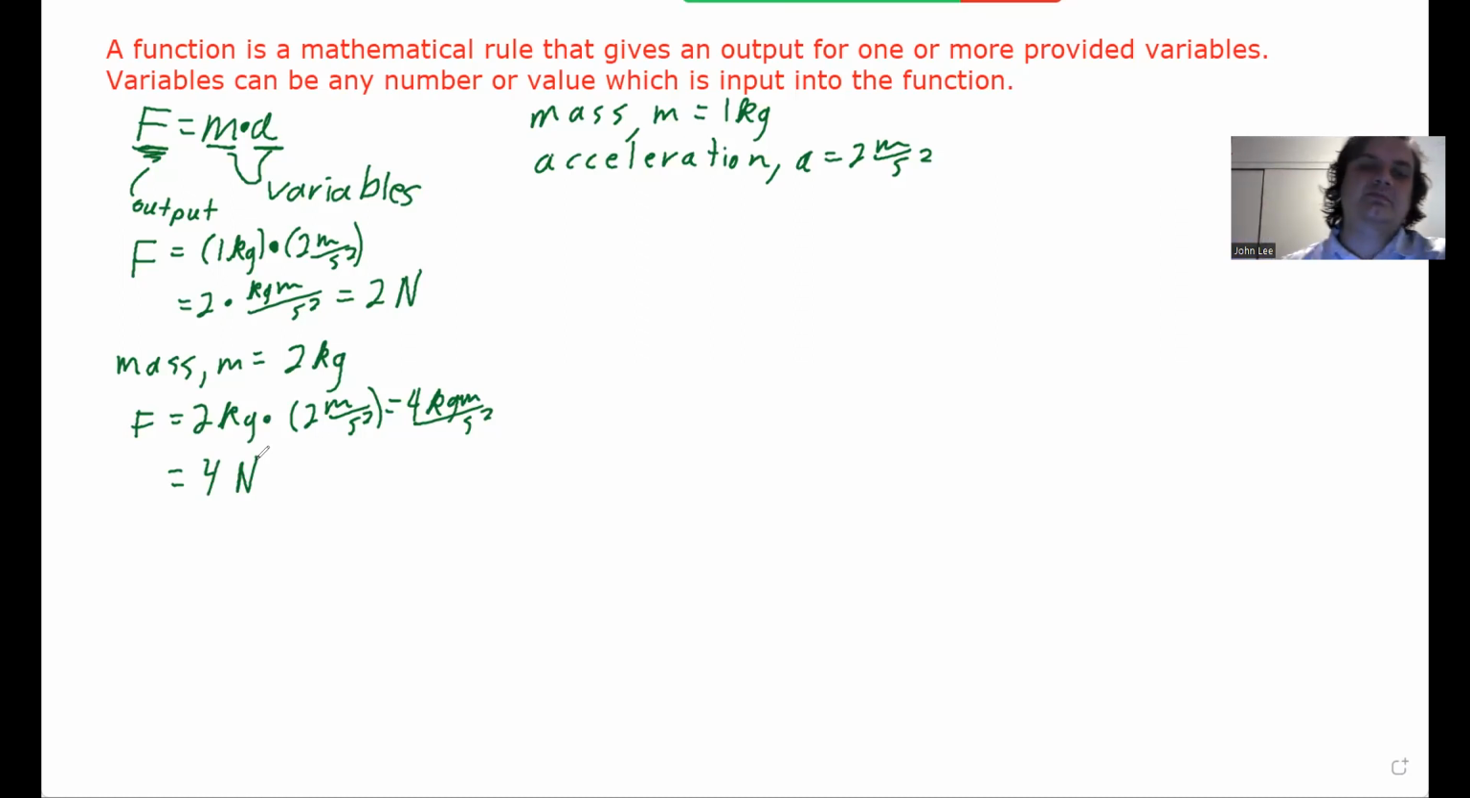And then I also want to point out that when you multiply units together, the resultant unit is kilograms times meters per second squared, because you take 1 kilogram times 2 meters per second squared. Your units are the kilogram and the meters per second squared, so the resultant unit is kilogram meters per second squared because you multiply all of them, which is equal to the Newton.